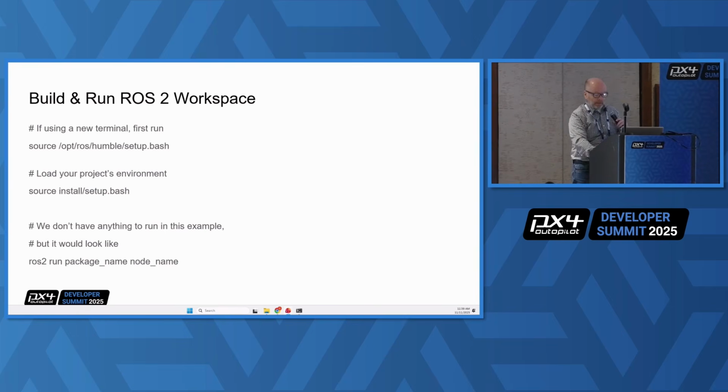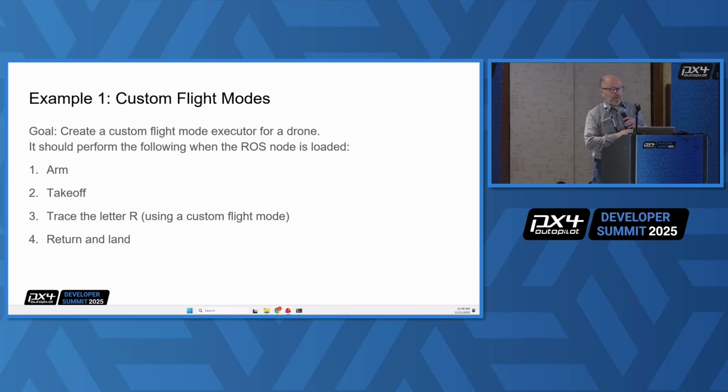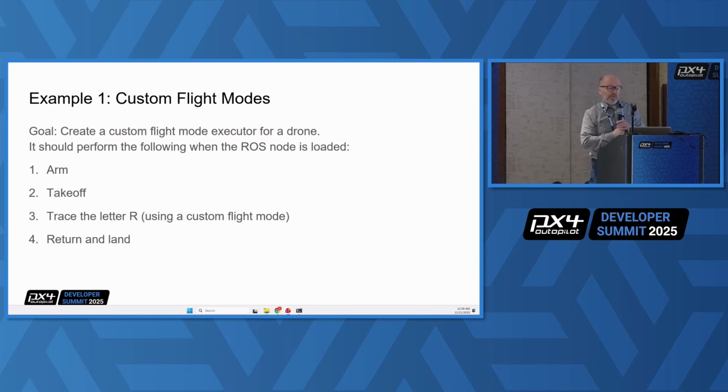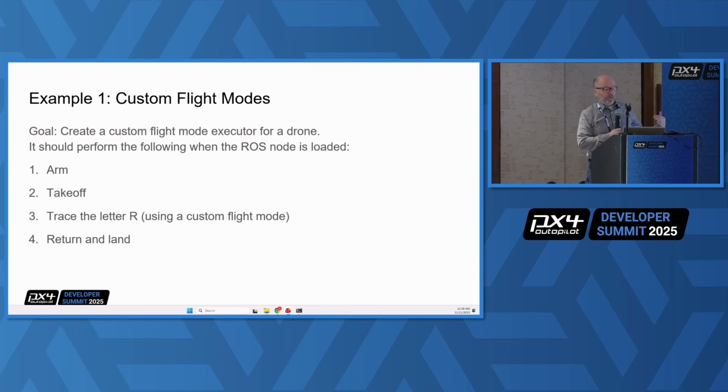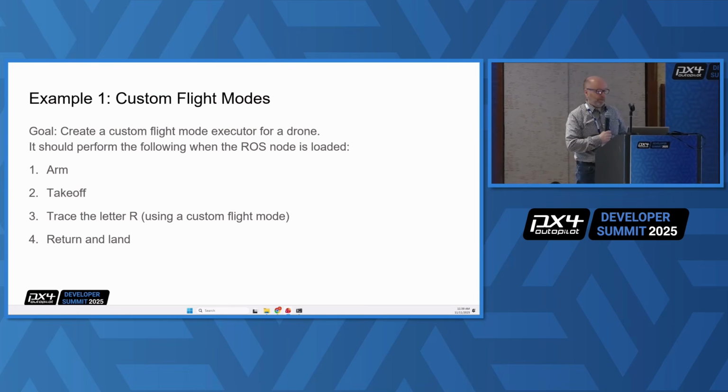Okay, so let's get into what we're actually doing for the custom flight modes. So what are we trying to do? We're trying to create a custom flight mode for the drone, which should perform the following functions: arm, take off, trace the letter R, just something different from what the example was, return and land.